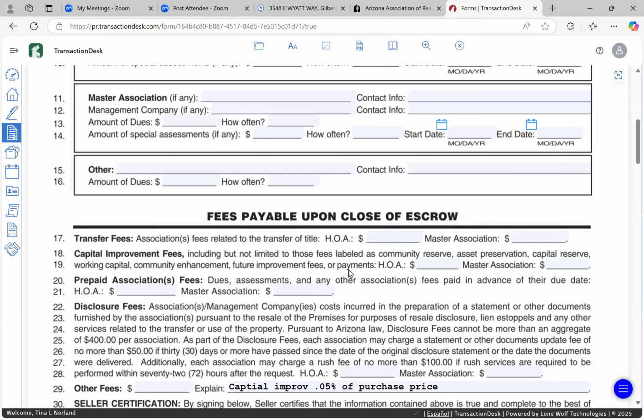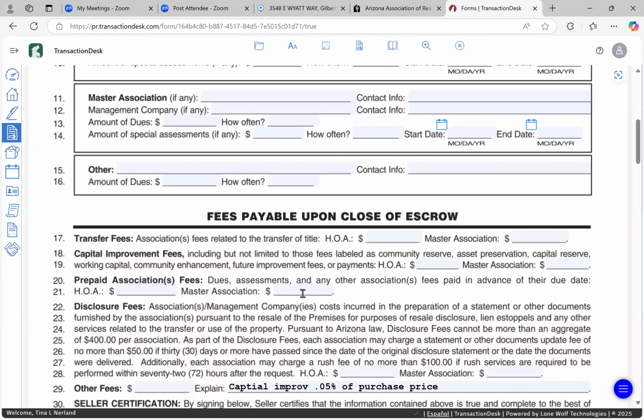So community improvement fees, including but not limited to those fees labeled as community reserve, asset preservation, capital reserve, working capital, community enhancement, future improvement fees or payments. If the HOA has one, you put it here. And if the master association has one, you put it here. Prepaid association fees. These are dues, assessments, or any other association fees paid in advance of their due date. And again, HOA, master association.